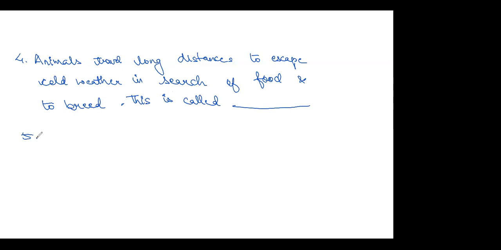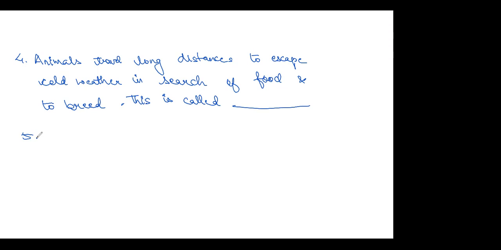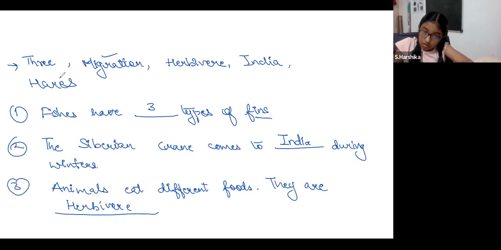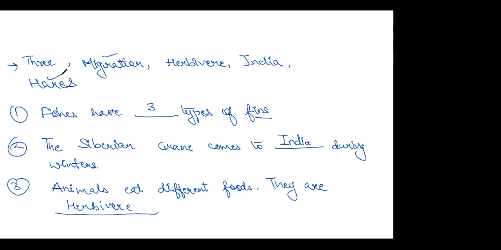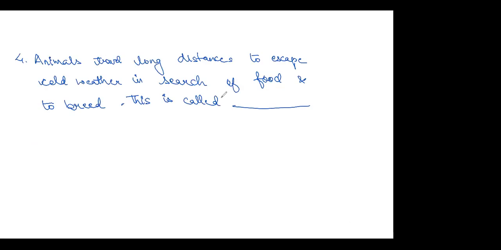So you know that there are various animals that travel long distances because they want to escape from the cold weather, in search of food, and for breeding. So we are left with two options. Migration or hare? Migration. Migration, correct. So this is called migration.